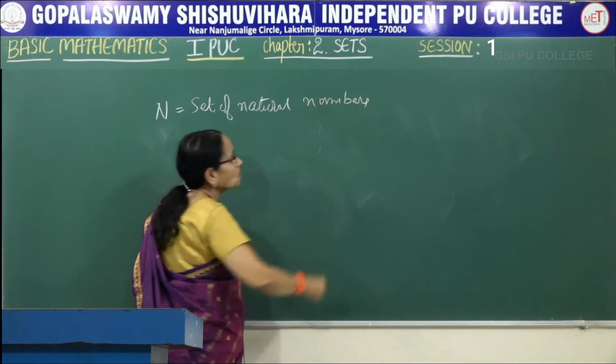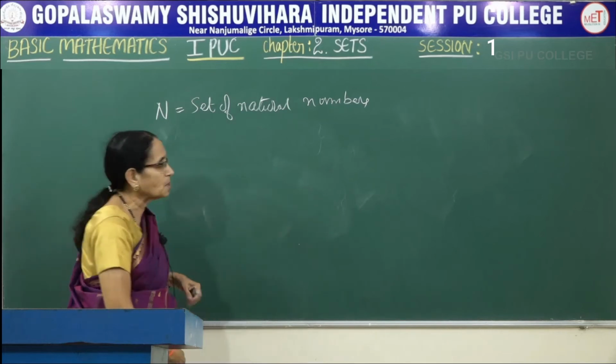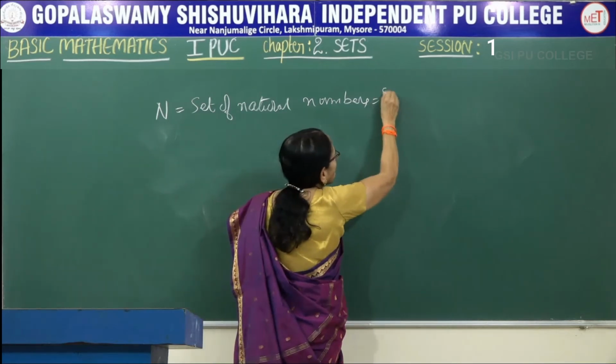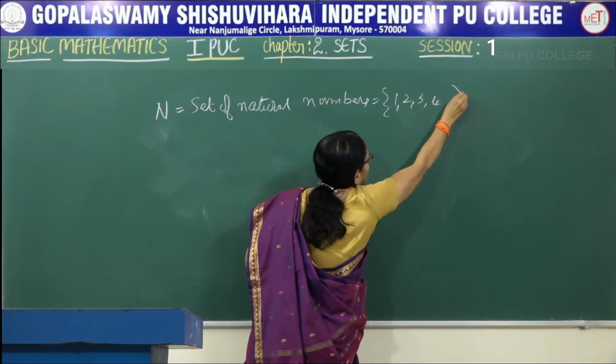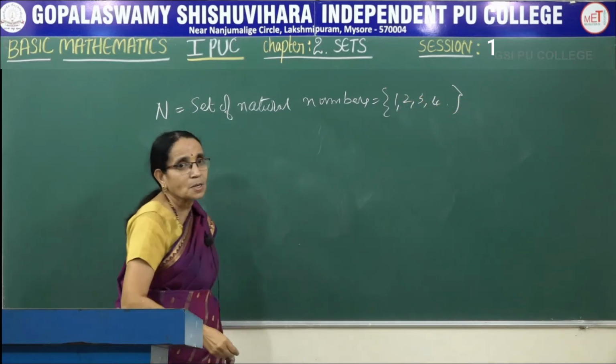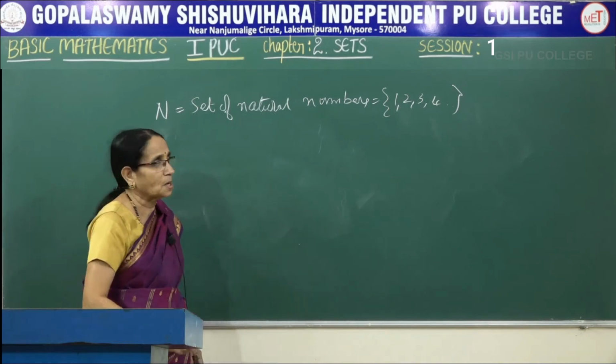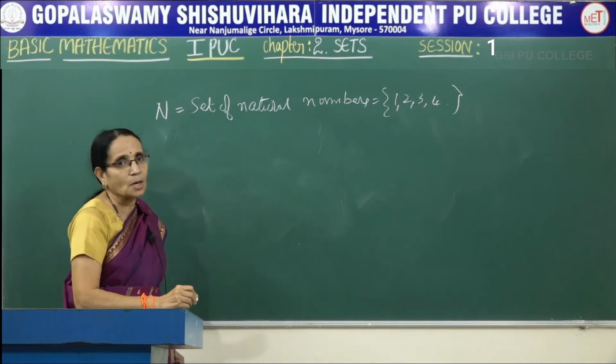What do you mean by natural number? 1, 2, 3, 4, 5, 6, like that. So I can write it as 1, 2, 3, 4, because you cannot write the last element of this one, we just put some dashes there. Now, set of natural numbers.